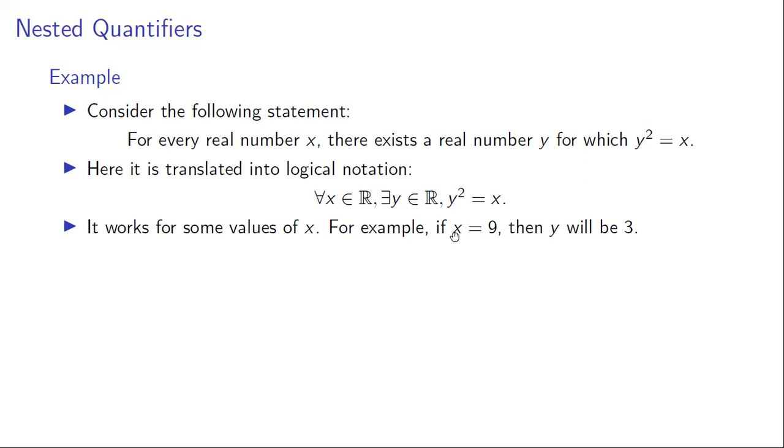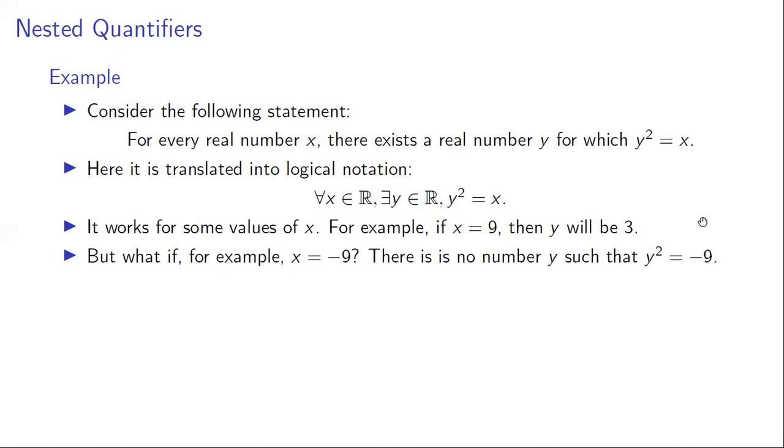So it works for some values of x, but the statement says that this works for all x in R. That for all x in R, I can find a y in R such that y squared is equal to x. But what if, for example, x is equal to -9? That's a real number, an element of R. There is no number y such that y squared is equal to -9, because any number squared is always going to be 0 or positive. It's never going to be negative.